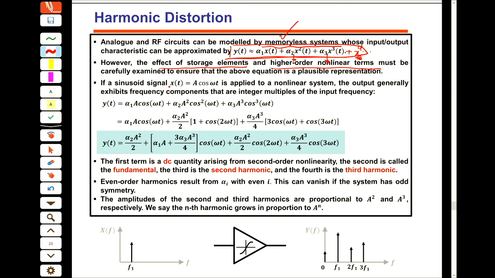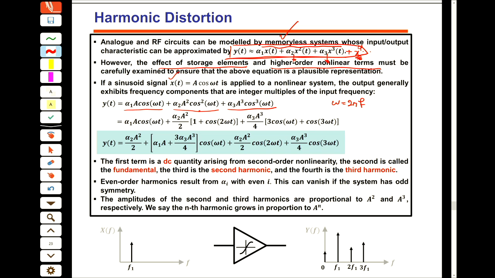Okay, if we have an input signal as this, a single tone sinusoid at frequency f, where omega equals 2 pi f, and then we send it into this system with this nonlinearity, we can see that we have the first term, the second term, and the third term.